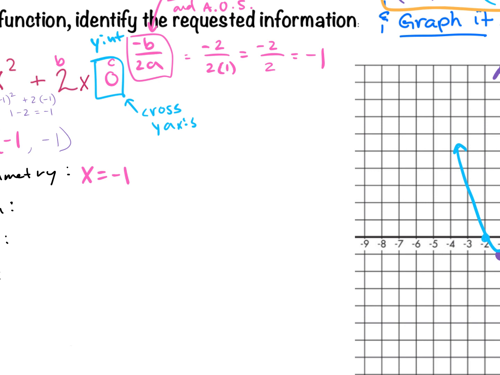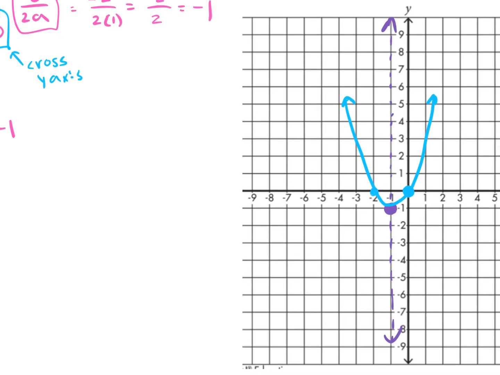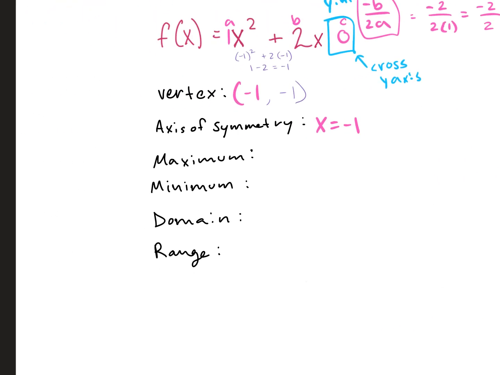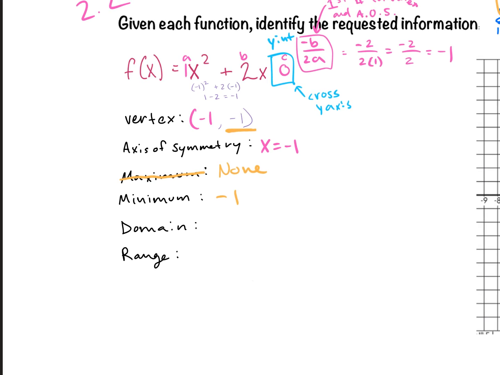All right, so now we want to see if this is a maximum or minimum. Is our vertex at the highest point of the graph or the lowest point? Lowest. So this is at the lowest point of our graph. Is that going to be the max or min? Minimum. Because it's at the lowest point, it's a minimum. So we don't have a maximum. You could say none or just cross it off. What is our minimum value? It's just the y, which is negative 1. So minimum is negative 1. So whether you have a max or min, that is the y from the vertex.